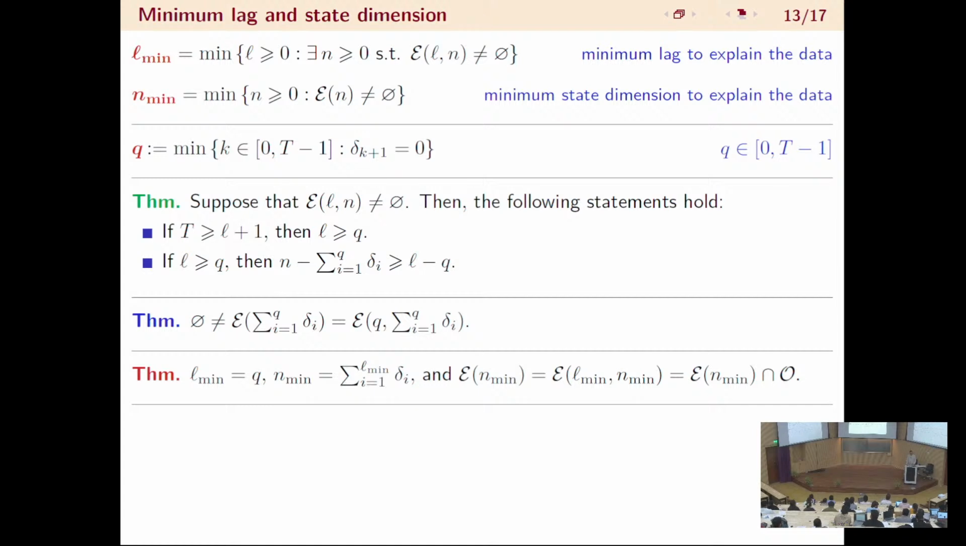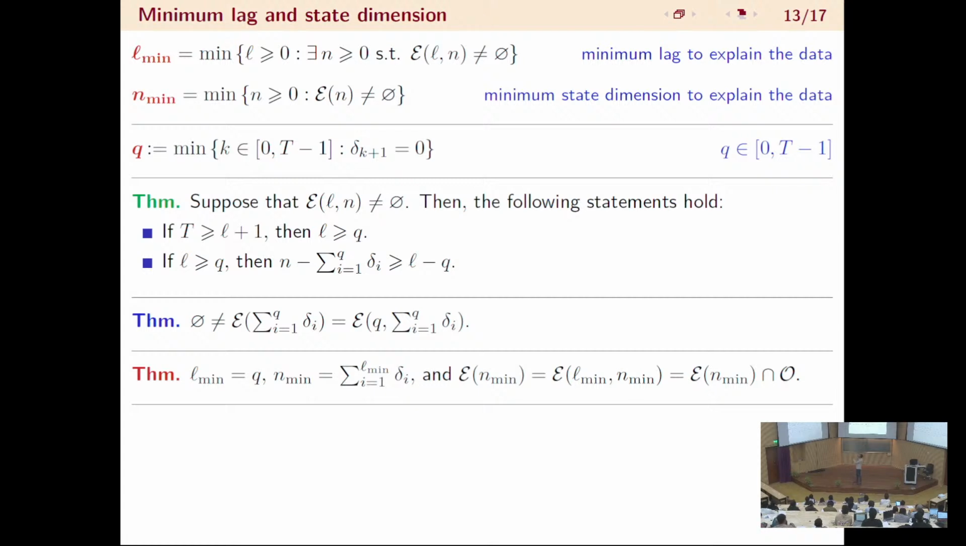And here is the answer to the question I started with. L min turns out to be equal to Q. N min turns out to be exactly this sum. And all explaining systems with N min states have the same leg, which is L min, and they are all observable. Okay?